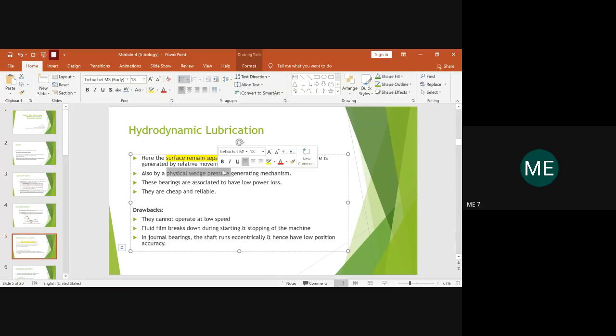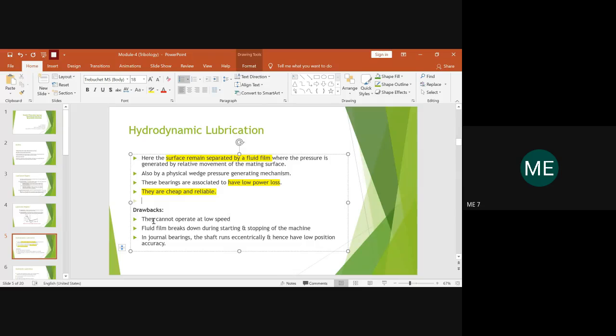One more plus point is that it is always associated with low power loss. There is not much loss in hydrodynamic lubrication type bearings. And one more important feature, it is very economical. It is cheap and reliable. You can rely on this type of journal bearing for a longer period. Even though it has so many plus points, we are in need of hydrostatic lubrication.